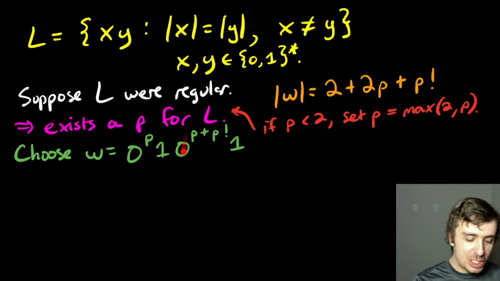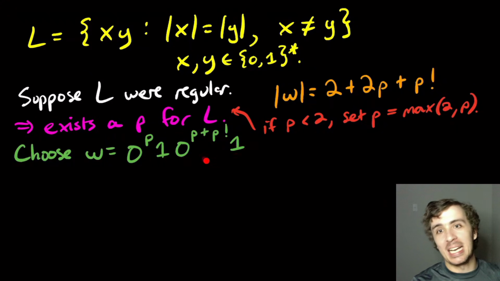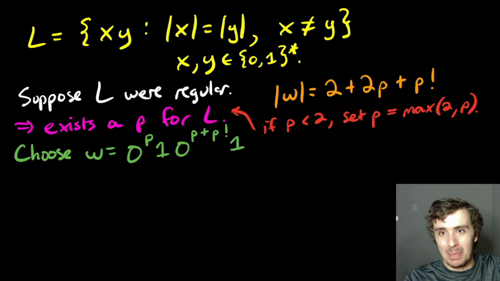Because the middle is somewhere in this long run of zeros, the first half ends in a 0 and the second half ends in a 1. So they can't possibly be the same.